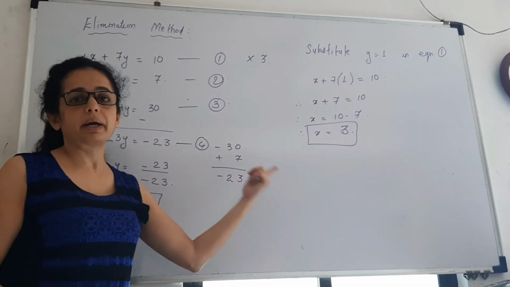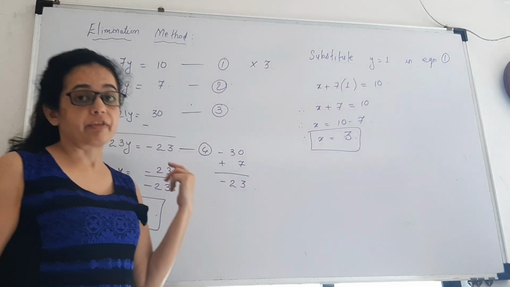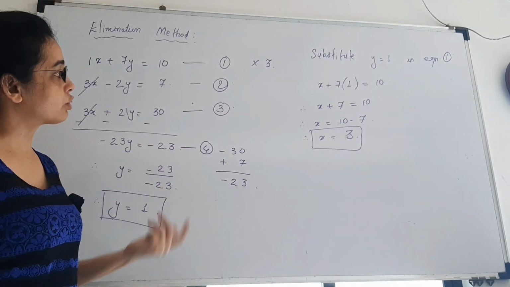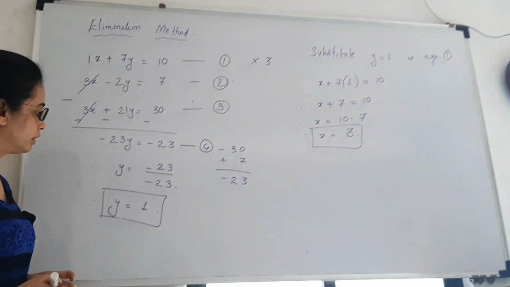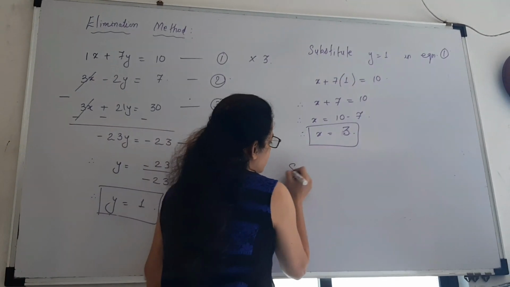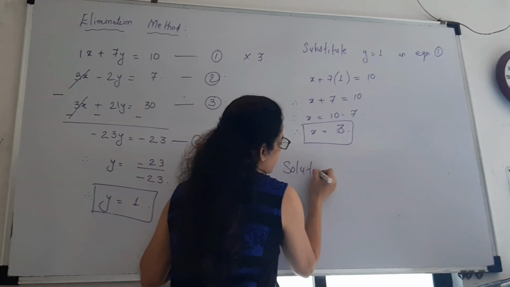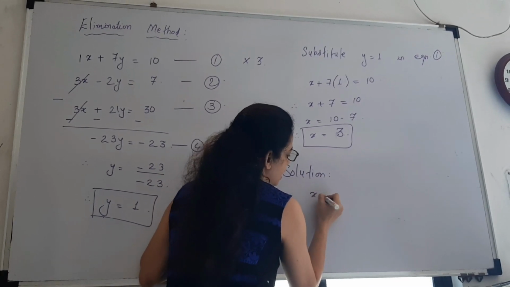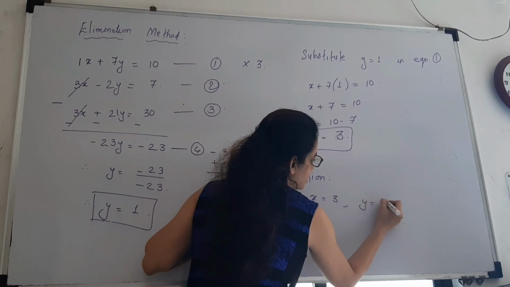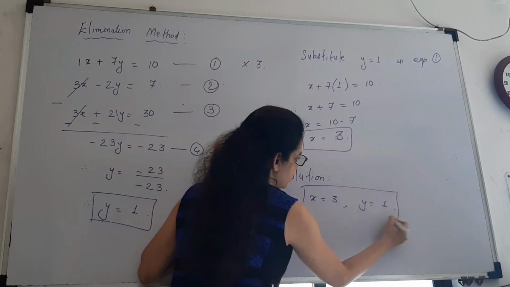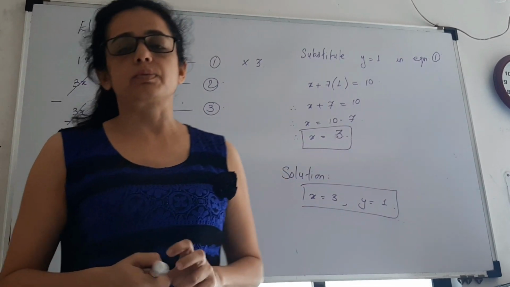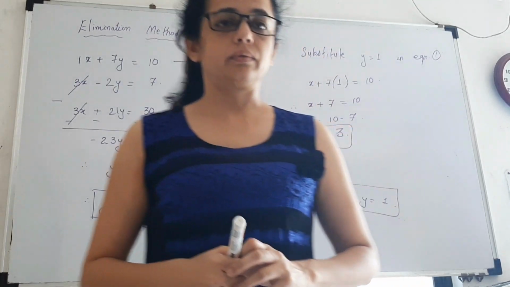The same thing we could have done by the graphical method, which I showed by finding three different values for x and y and simultaneously solving them. So now what is this? Nothing but the solution of the given two simultaneous equations: x equal to 3 and y is equal to 1. So this is how we solve the questions by elimination method.